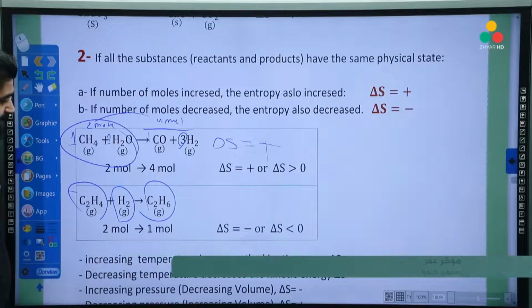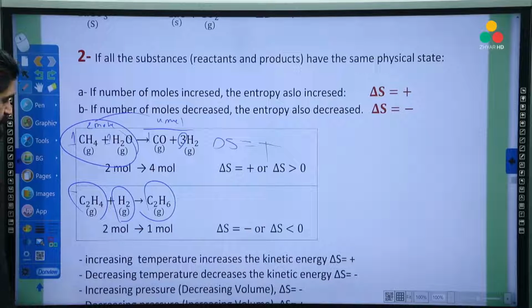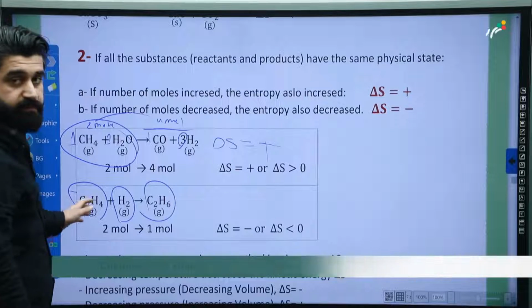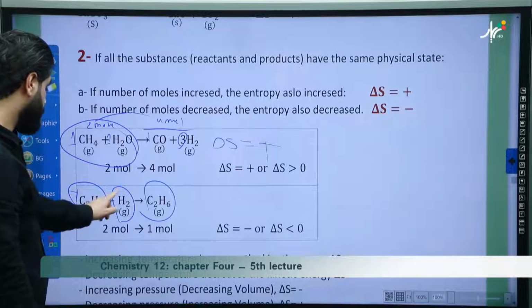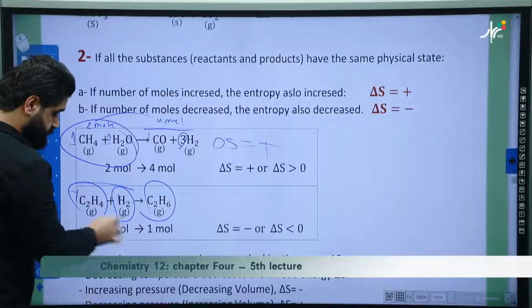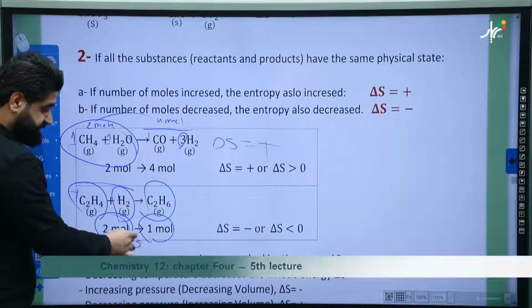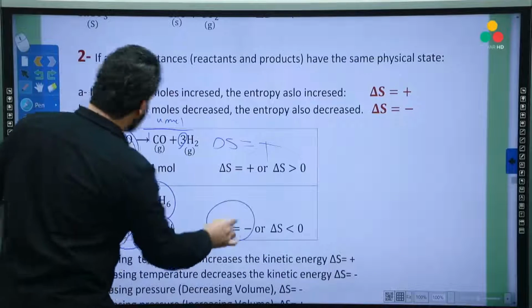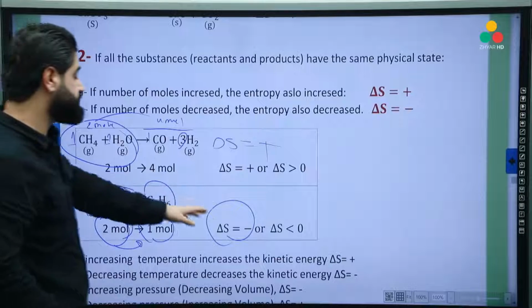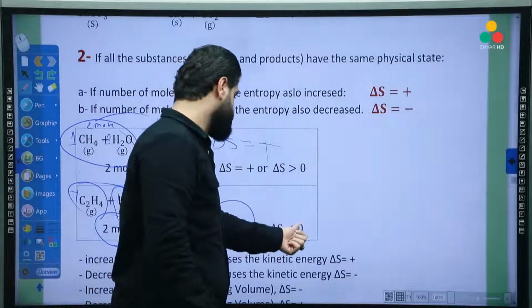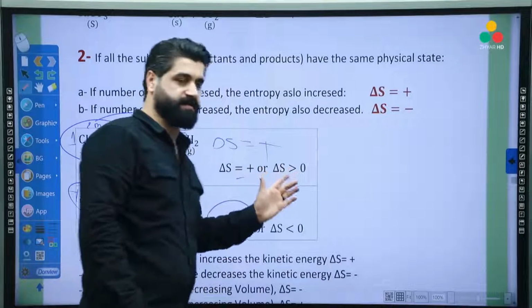Next example, we have ethylene plus hydrogen converted to ethane. All of them are present in the gaseous phase, so we have to focus on their number of moles. Here 1 mole, 1 mole, they have 2 moles. Here we have 1 mole, so the number of moles decreases. So negative value of entropy. Negative means smaller than 0, but if it's positive, it means greater than 0.